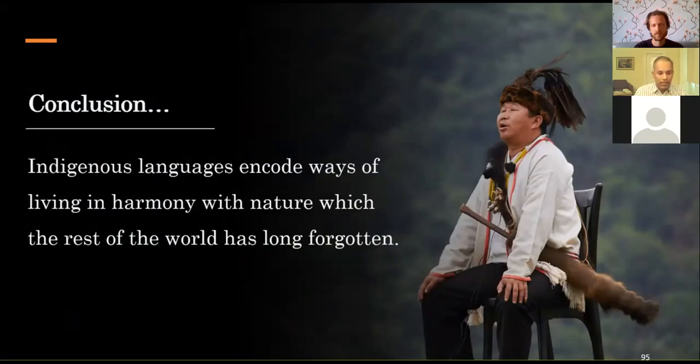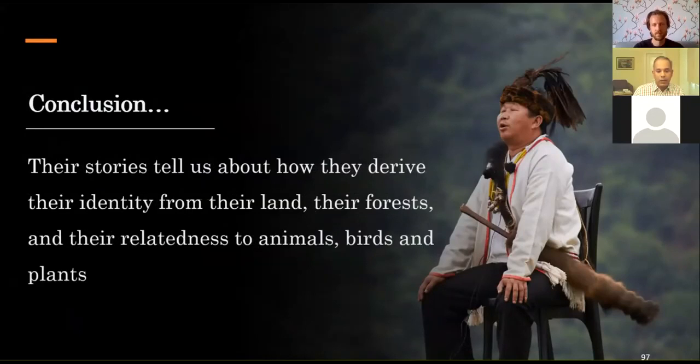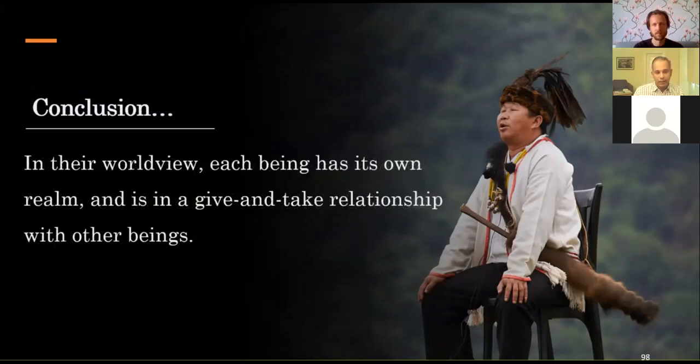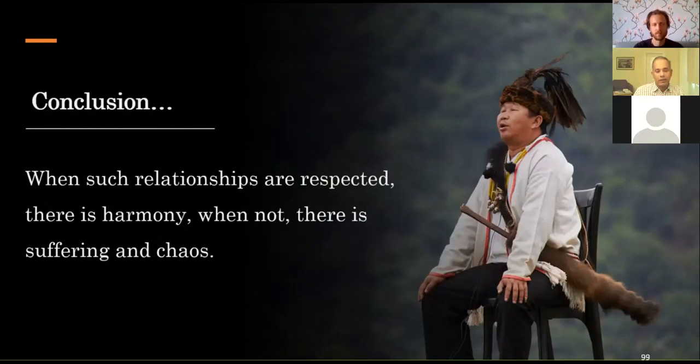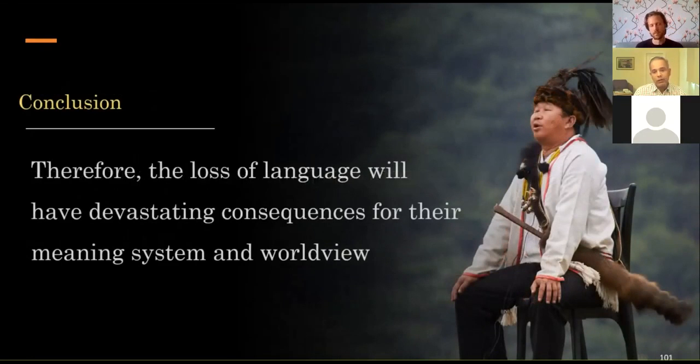So in conclusion, indigenous languages encode ways of living in harmony with nature, which most of the world has already forgotten. For example, Hrusso see themselves as related to the orchid, the tiger, the hawk, and other living beings, not in a metaphorical sense, but in a real sense. Their stories tell us about how they derive their identity from their land, their forests, and their relatedness to animals, birds, and plants. In their worldview, each being has its own realm and is in a give-and-take relationship with other beings. When such relationships are respected, there is harmony. When these are disturbed, there is suffering and chaos. And that worldview is encoded in their language. And when the language is destroyed, their entire worldview will crumble, and this will have devastating consequences for their meaning system.